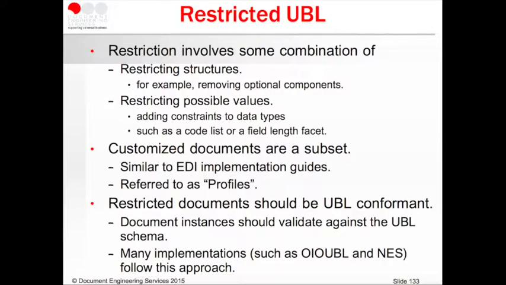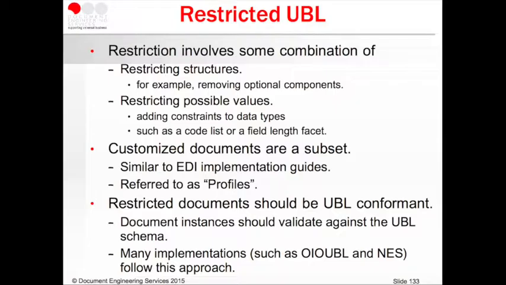Let's first of all talk about restriction. So restriction may involve restricting the model or the structures, for example, removing optional components, or maybe restricting possible values. So adding a code list or a field length is restricting the possible values. Adding constraints to data types, also ranges, for example, may be a restriction. Limits to the codes possible.